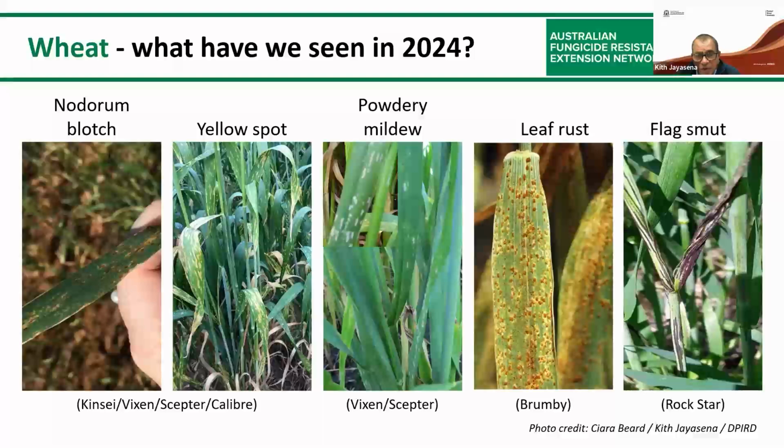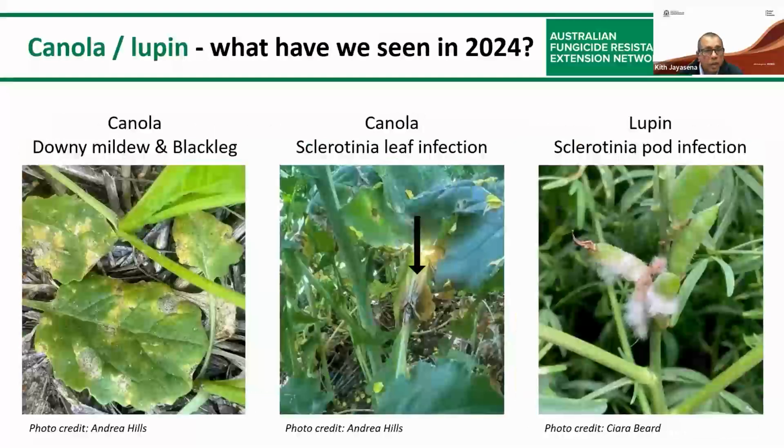The other one is flag smut. We have seen it up north. It is a soil-borne, seed-borne pathogen. I believe Andrea will talk about its effect compared with loose smut. Then comes downy mildew. We have seen it at a very early stage. Now we don't see it, as it needs wet conditions.